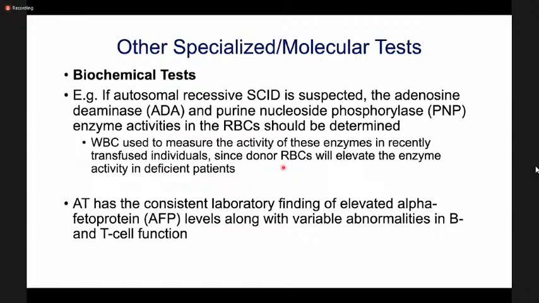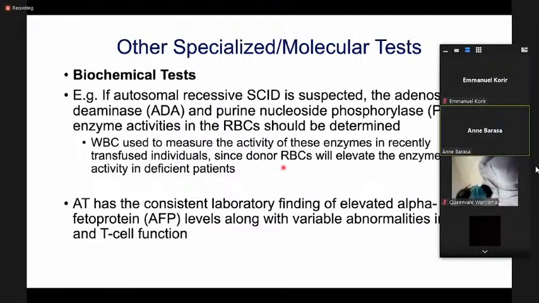Other specialized tests that could be confirmatory could be biochemical tests. For example, if you're suspecting an ADA kid, you can actually measure the levels of these enzymes in red blood cells. Okay, but if a patient has been transfused recently, you use white blood cells. So if you're getting very low levels, that actually tells you that if you combine it with, for example, your lymphocyte subset, can tell you that this patient has a SCID.